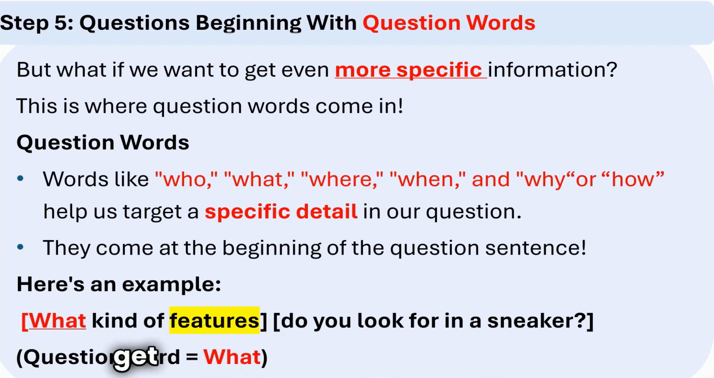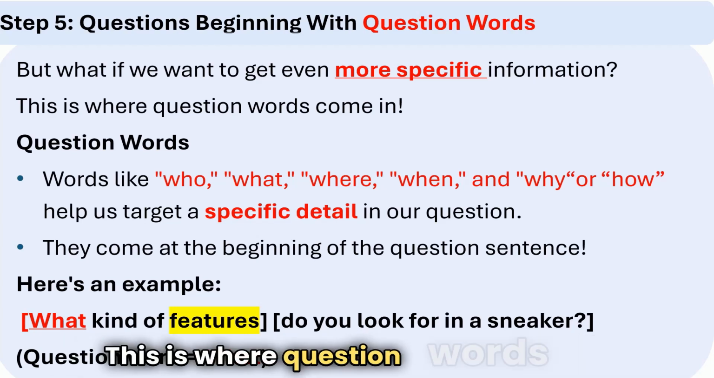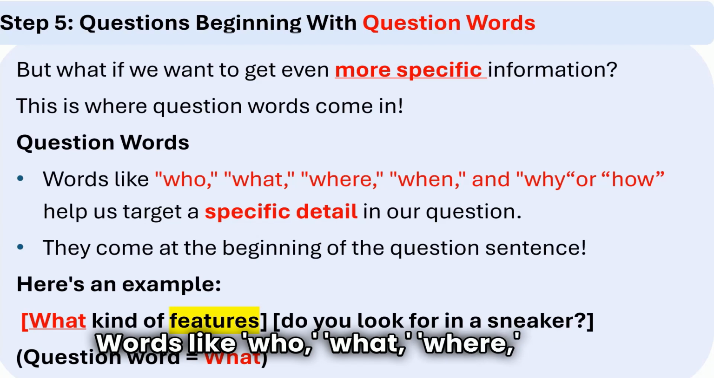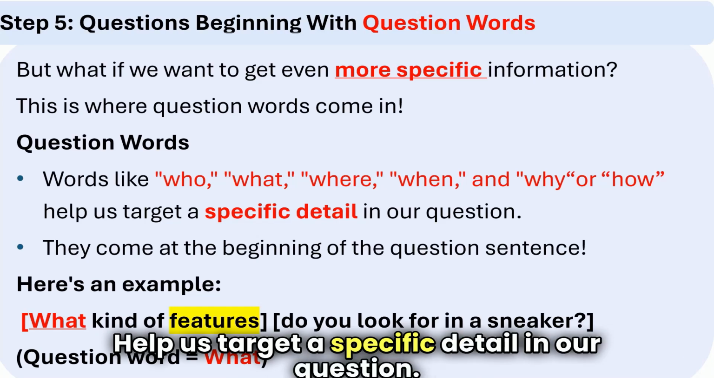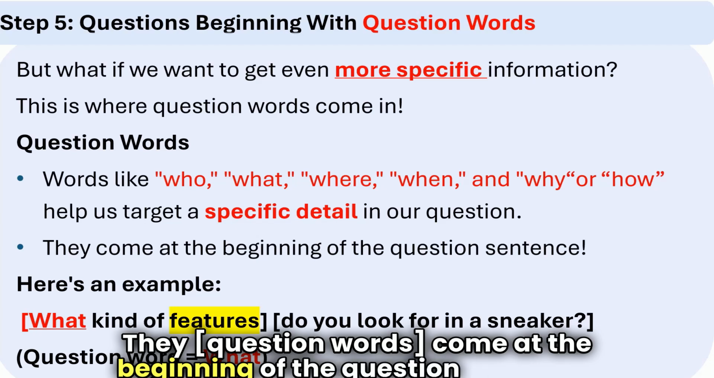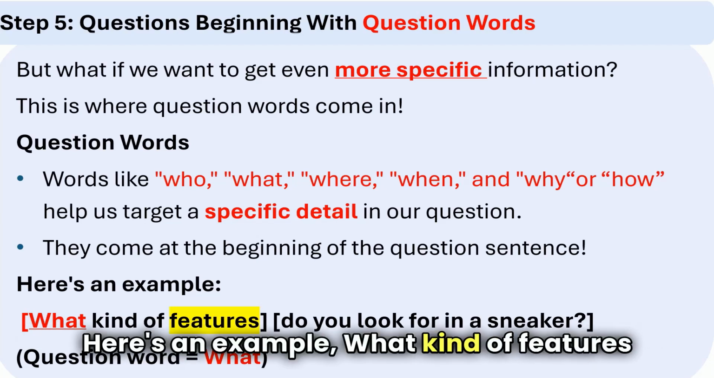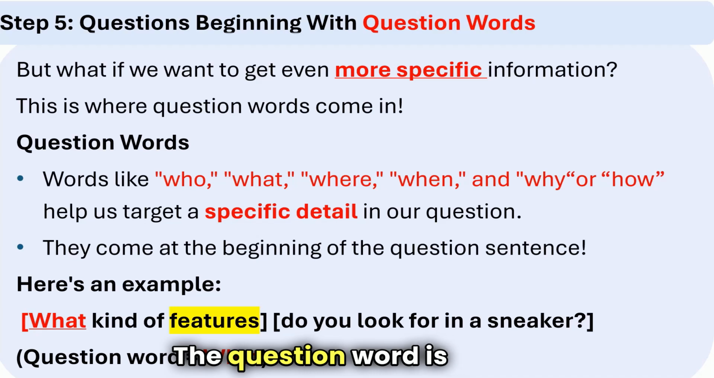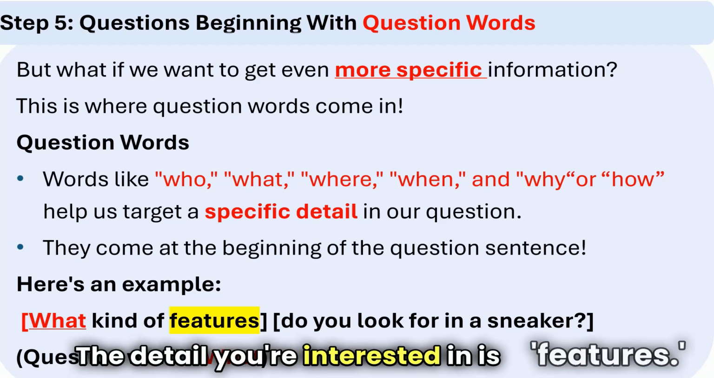But what if we want to get even more specific information? This is where question words come in. Words like who, what, where, when, why, and how help us target a specific detail in our question. They come at the beginning of the question sentence. Here's an example. What kind of features do you look for in a sneaker? The question word is what. The detail you're interested in is features.